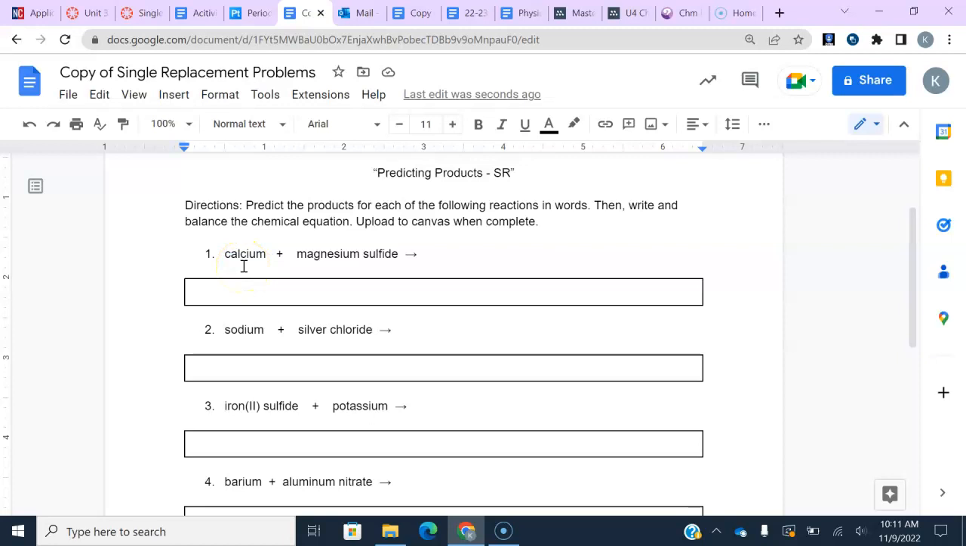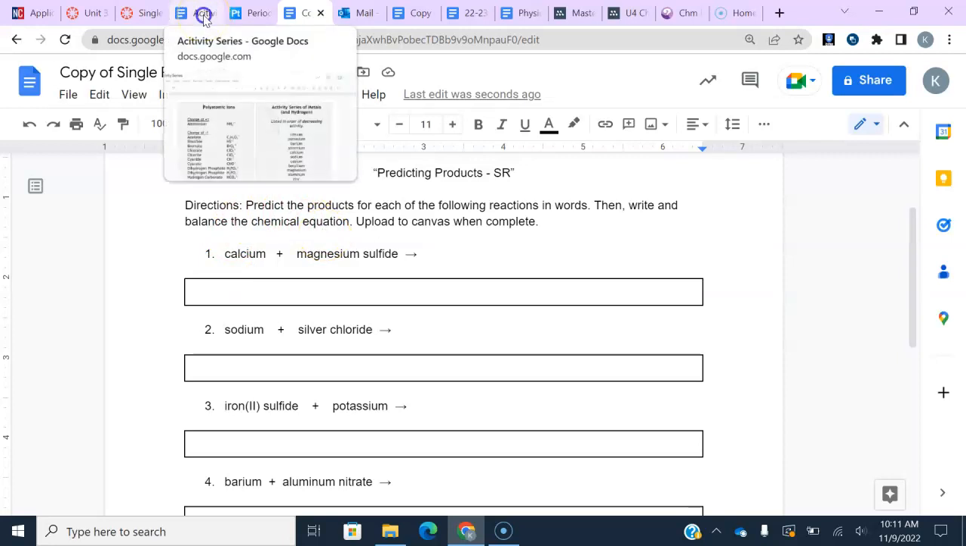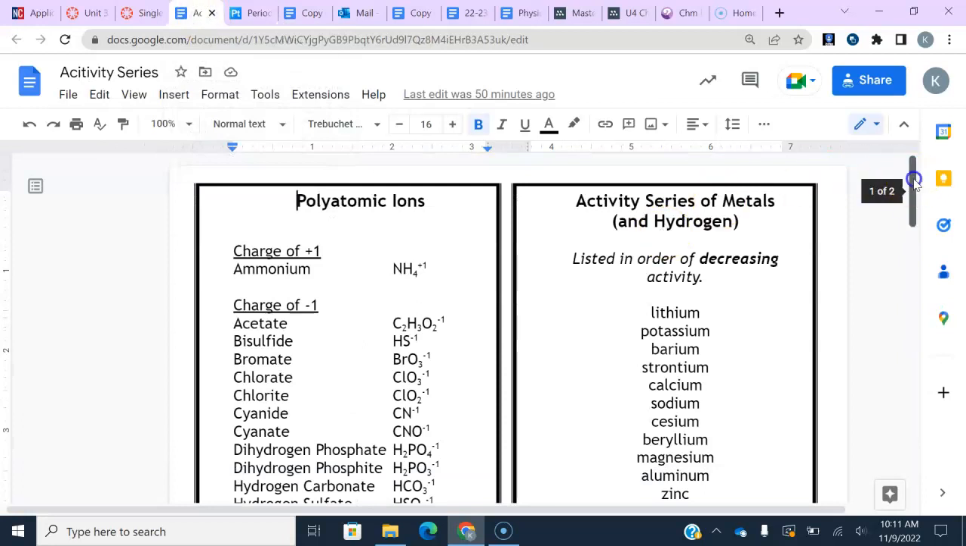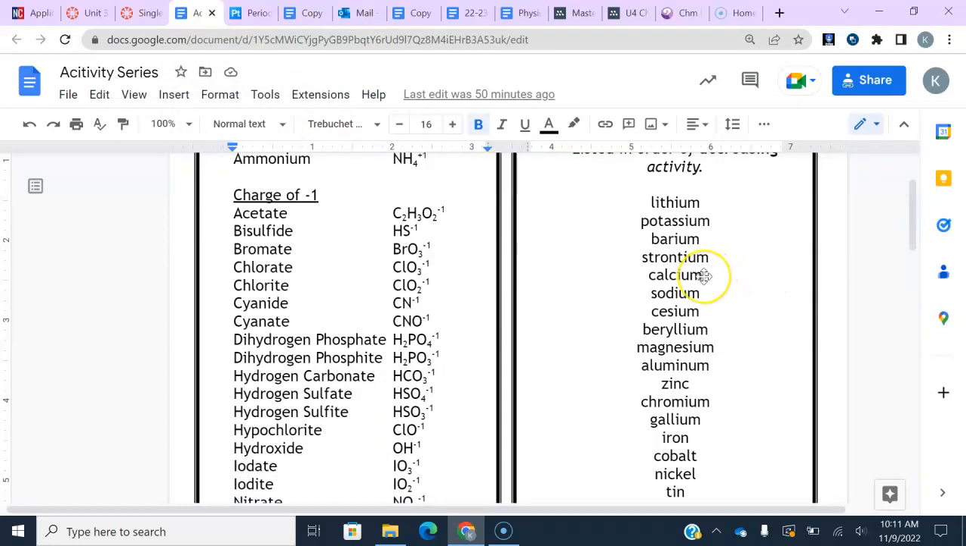So first things first, I'm going to take a look at my first problem. We have calcium plus magnesium sulfide. Okay, so calcium and magnesium sulfide. And calcium is a metal. Magnesium is a metal. Sulfur is a nonmetal. Okay, so here I know that my calcium is going to replace my magnesium. So the first thing I need to do is check my activity series and make sure this reaction is going to occur. So here's calcium and here is magnesium.